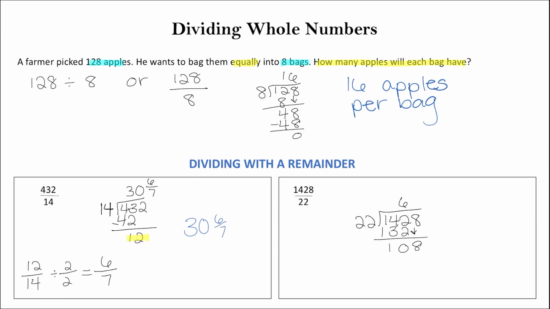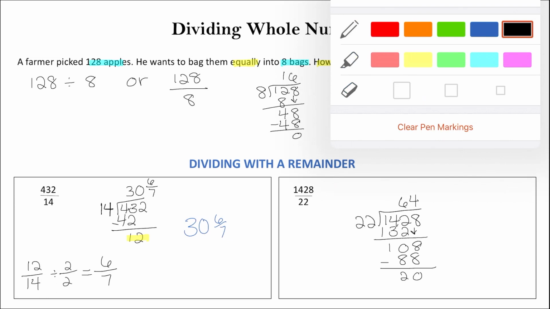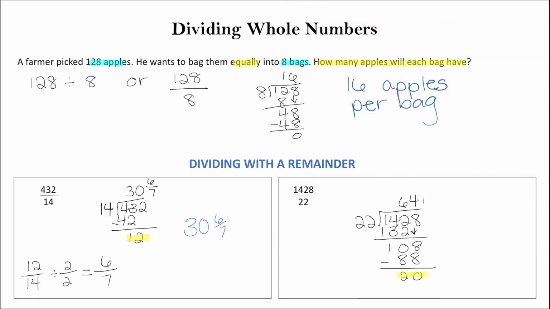How many times does 22 go into 108? 4 times, 88. Subtract 88 from 108 to get an answer of 20. How many times does 22 go into 20? It can't. So 20 is your remainder. 64 remainder 20.